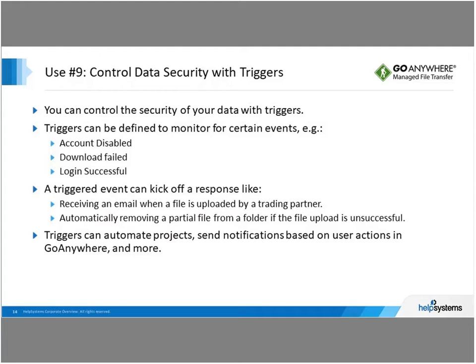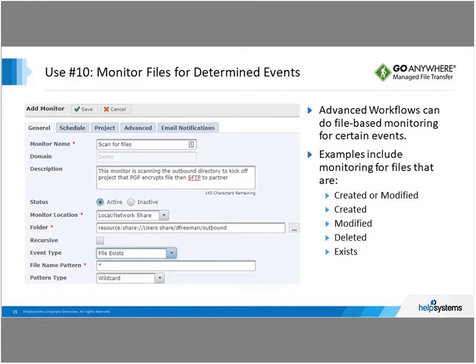All right, last but not least here, we've got our monitor files for determined events. Now this here, Advanced Workflows, can do file-based monitoring for certain events. In that bullet point here, the examples include monitoring for files that are created or modified, explicitly just created, explicitly just modified, whether they're deleted, or if they just flat out exist. So in here, again, the main point is you're going to be monitoring a certain location, whether it's a local network share, or as you'll see when we get in there, you can also look at SFTP, FTPS, or FTP resources that you have access to.